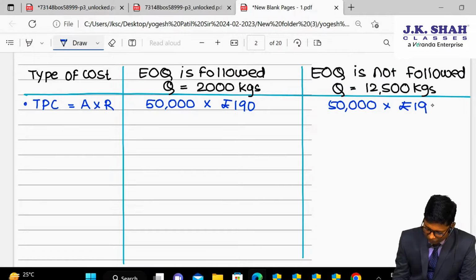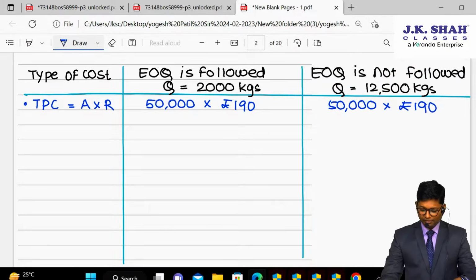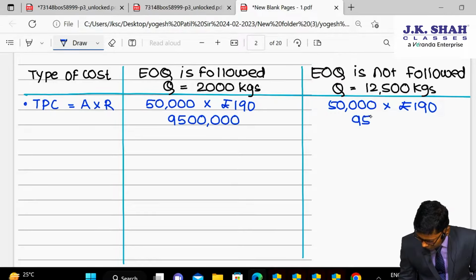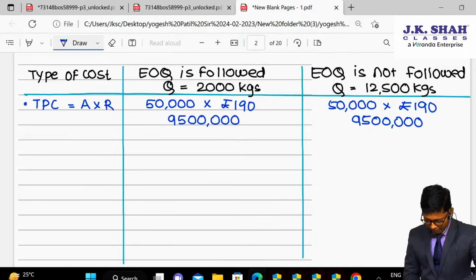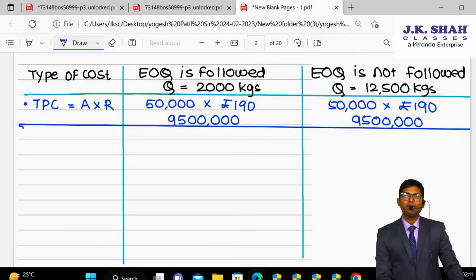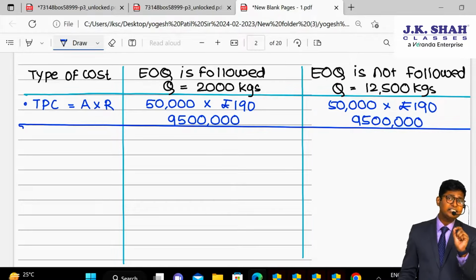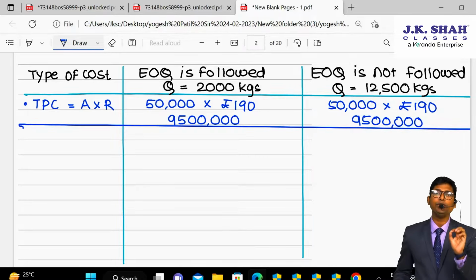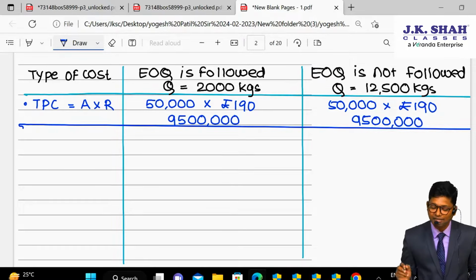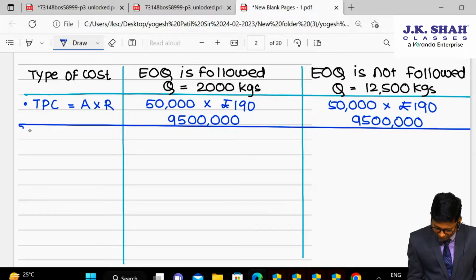As discount is not available at present, we must consider the total amount at both the places. So total is 95 lakhs rupees. 95 lakhs rupees is the purchasing cost when EOQ is followed, and when not followed, under both the cases purchasing cost remains the same. Now try and understand, purchasing cost can only be reduced when discount is available, but discount is not given. That is why we are calculating the discount by taking the same amounts in both the possibilities.